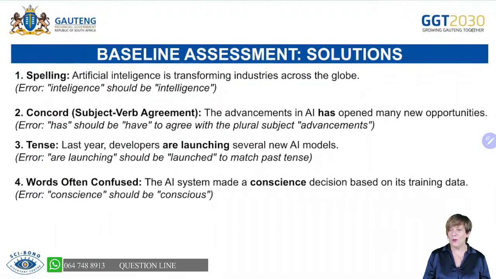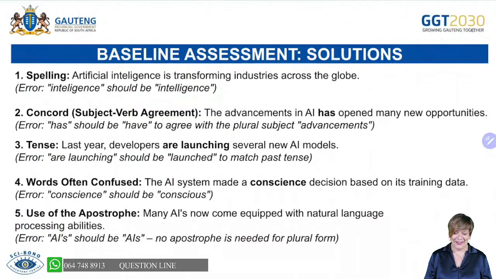Now, in this case, we played with words that are often confused. We gave you a sentence and it says, "The AI system made a conscience decision based on its training data." Conscience doesn't fit there. It should be conscious. And can you look at the spelling? Oh, this is really important. When you rewrite the error, your spelling must be absolutely perfect. So make sure when you rewrite it, it's perfect. And the fifth one?